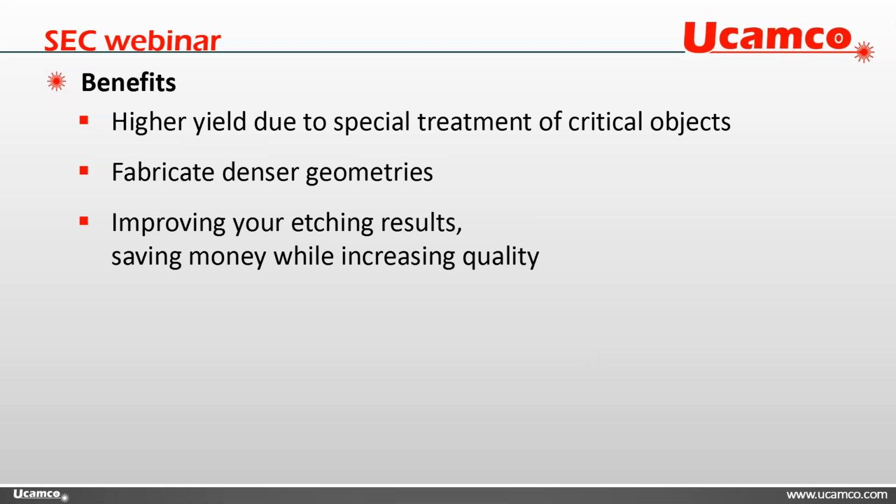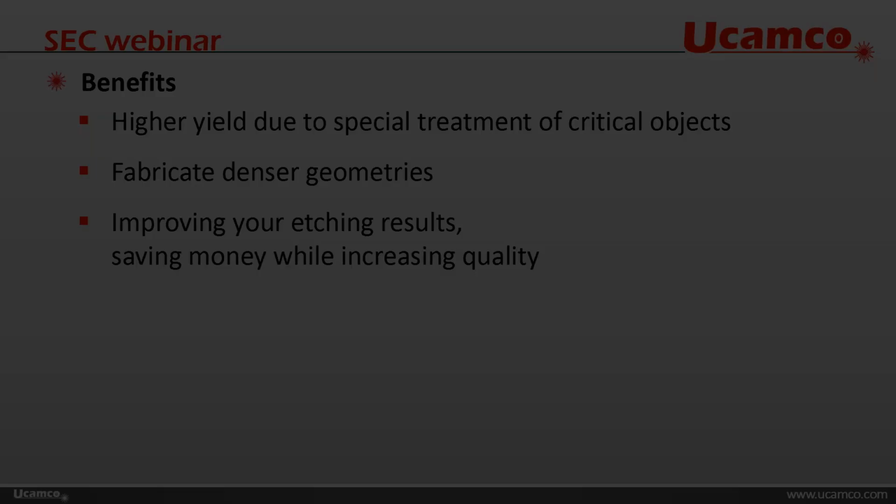So in the end, you will have higher yields, because the etching process gets better. The process does stay the same for sure, but at least the data that you give it, the copper, will have a higher yield in the end. Then you can also fabricate denser geometries. Don't underestimate that you can do more now than you could before. In the end, you can improve your etch results, it saves you money, and it will increase the quality of your board.